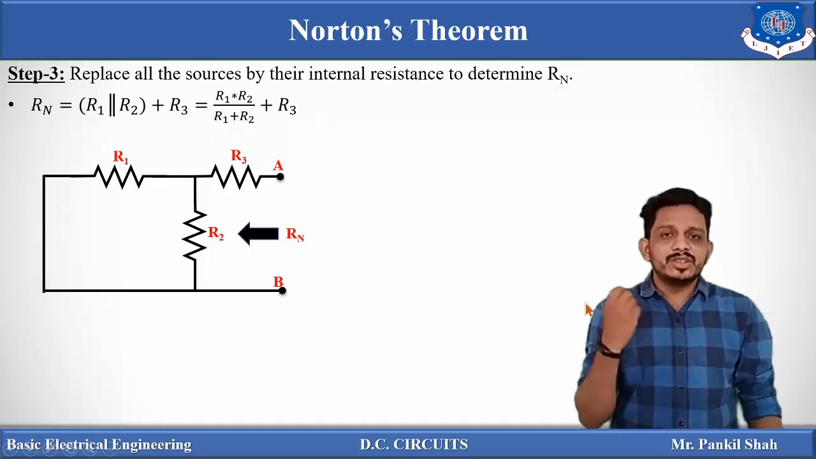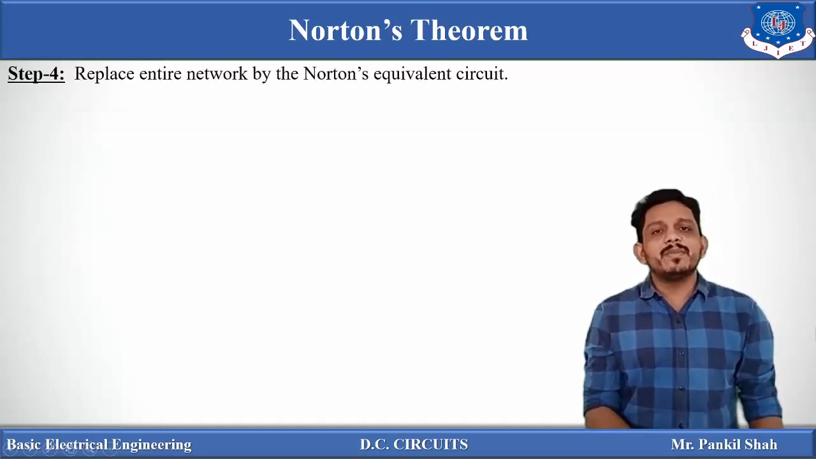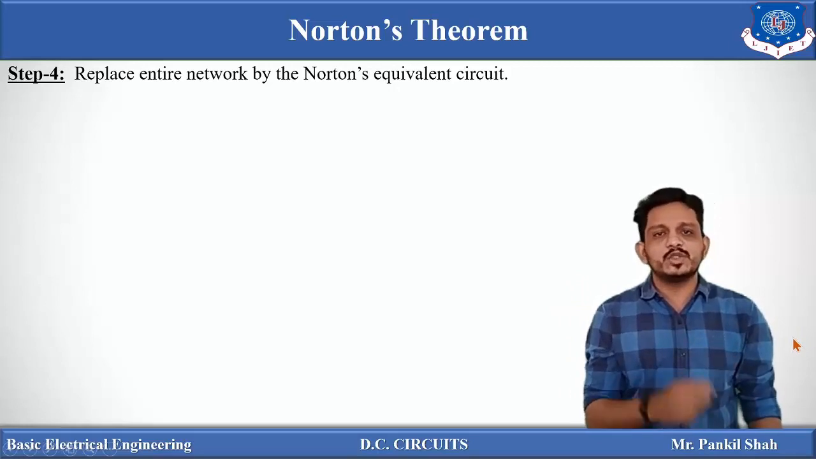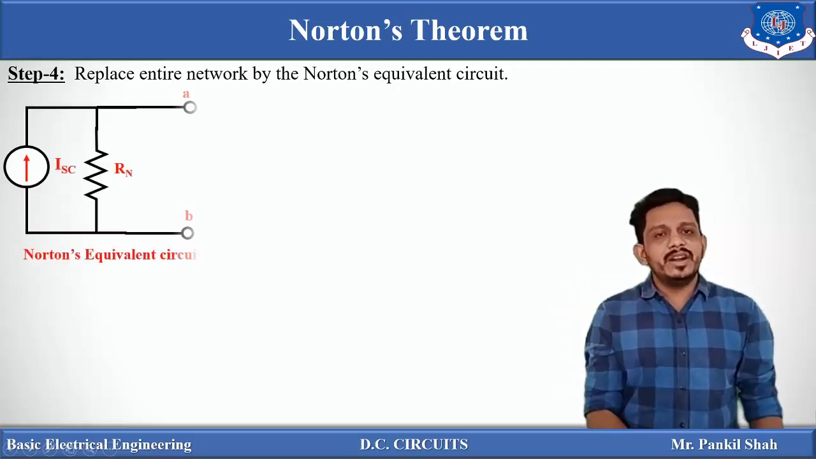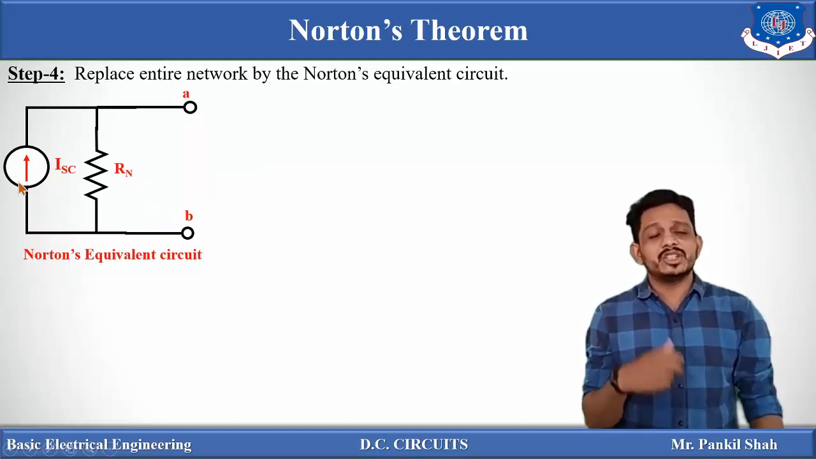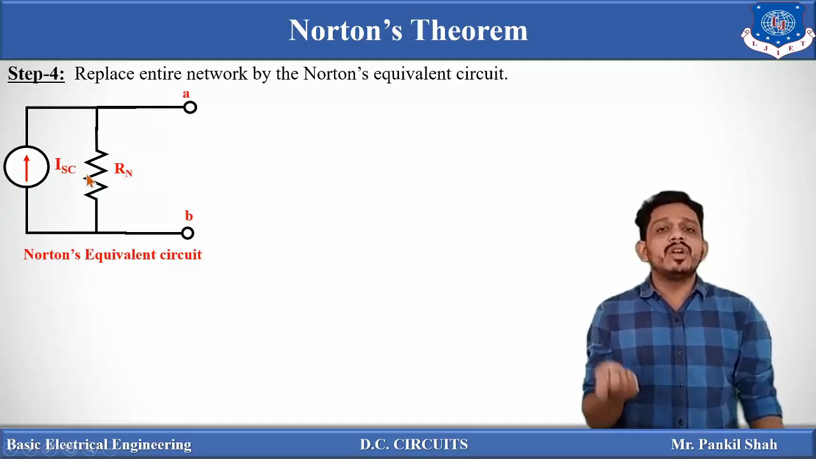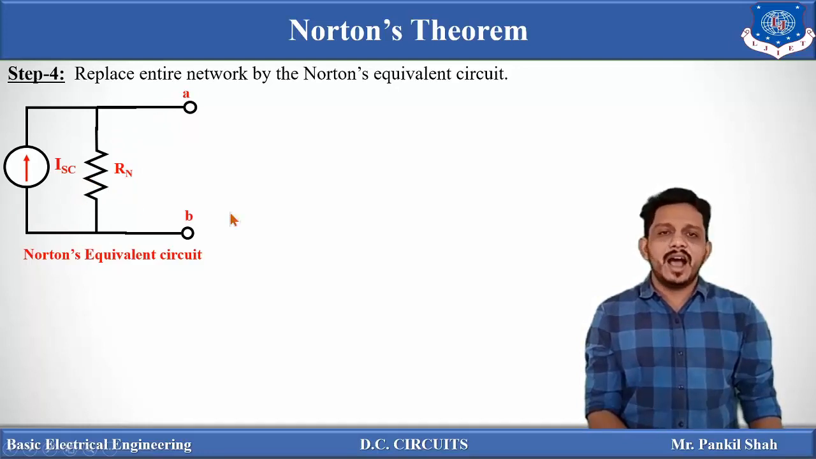So this is nothing but the Norton's resistance. So now step number 4. In step number 4, you have to replace the entire network except the load resistance branch by Norton's equivalent network. So Norton's equivalent network is like this. Here we have to put a current source whose value we have already obtained. So it is IN, and you have to put one resistance in parallel to it, that is RN.